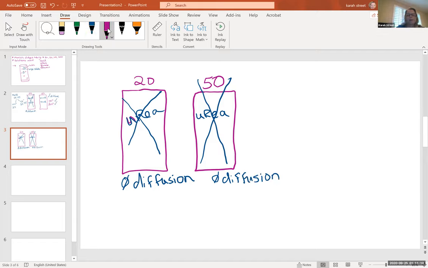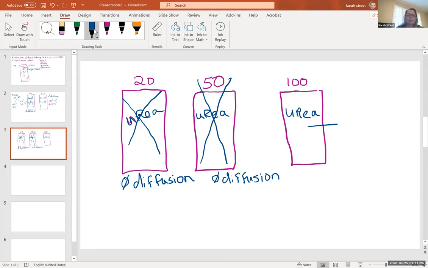But you were asked to figure out if urea diffused when you used a molecular weight cutoff of 100. And when you used a molecular weight cutoff of 100, urea did, in fact, diffuse. What do these two experiments tell you? It tells you that urea must have a molecular weight higher than 50, but less than 100.